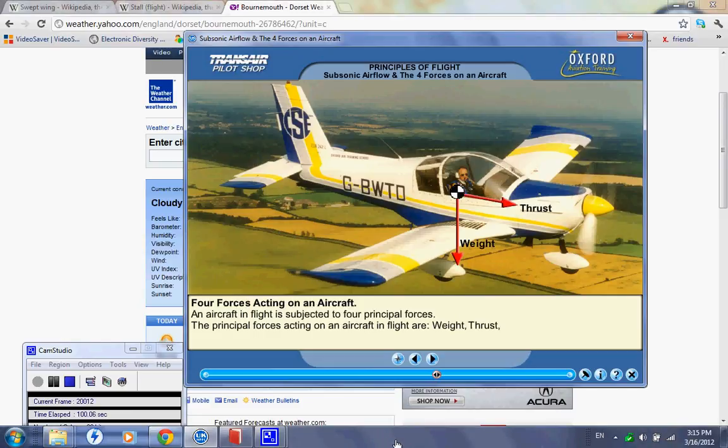The piston engine provides power to drive a propeller. The propeller generates a force called thrust, which moves the aircraft forward. A jet engine, however, produces thrust without the need for a propeller.